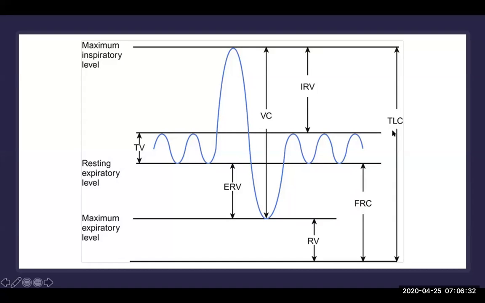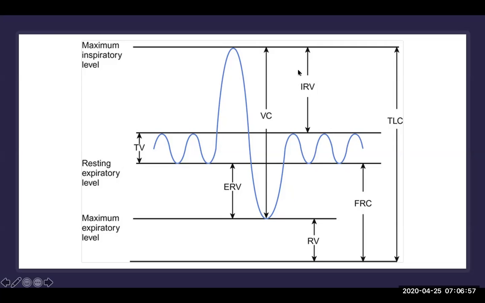What the blue line refers to is air going into and out of your lungs. TV stands for tidal volume, and that's the volume of inhaled or exhaled air during a normal quiet respiration. The average amount of tidal volume is about 600 milliliters in males and 500 milliliters in females. So tidal volume is normal breathing.